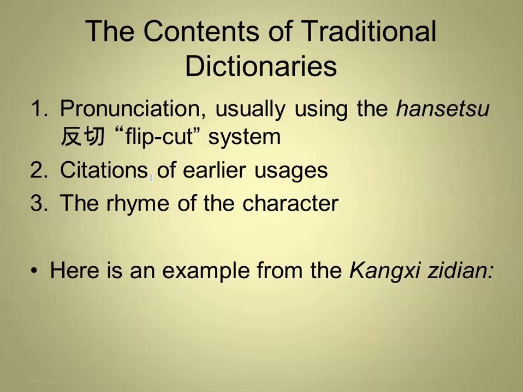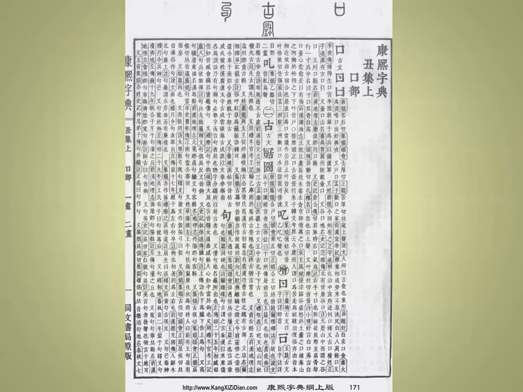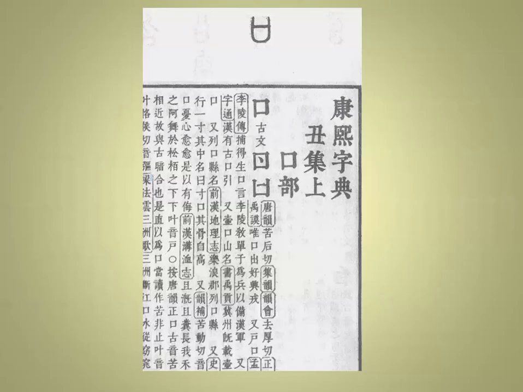So let's take a look at a sample entry from the Kangxi Zidian so you can get an idea of what it looks like. Here's a page, and I know it's really tiny. You can actually find this online. The URL is right there at the bottom of the slide. And I've chosen here the page that has the same character, kuchi, or mouth, that we were looking at before. But because this is so tiny, I'm going to zoom in at just that beginning part of the entry.